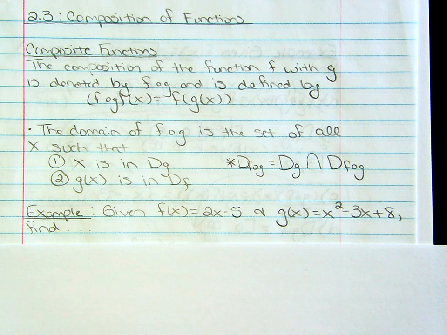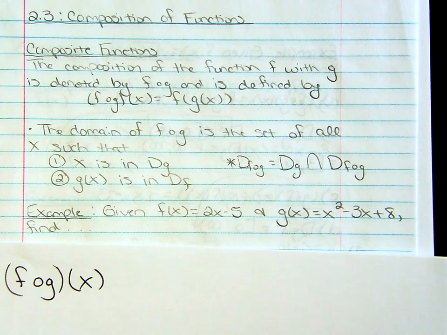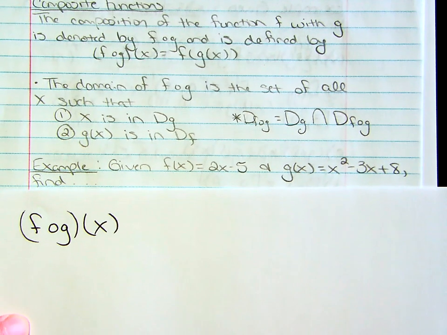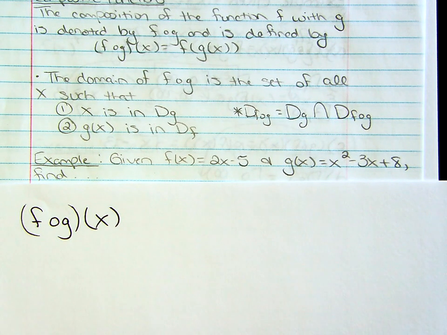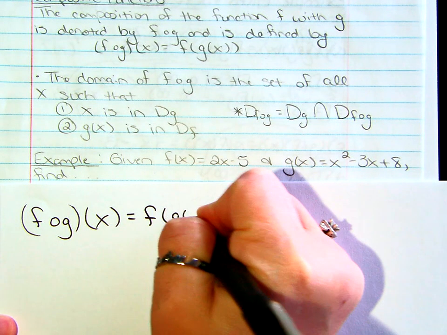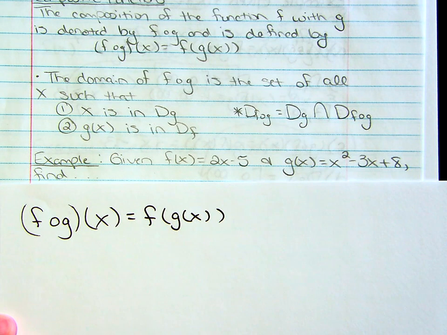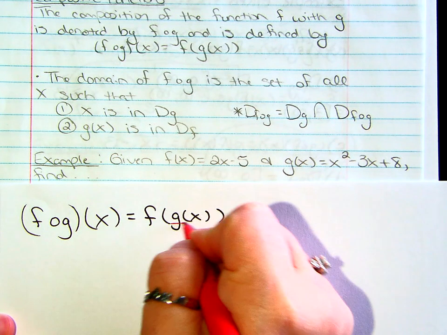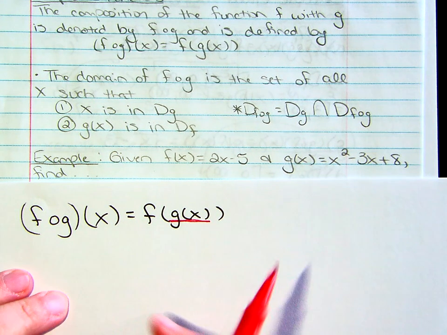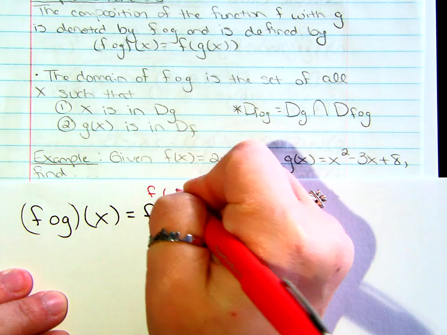So here's our example. It says given f of x is 2x minus 5 and g of x is x squared minus 3x plus 8, we need to find some information. The first thing we're going to find is f of g of x. I'm going to write it the other way right next to it, f of g of x, because what I want you to see is we are going to take the g of x function and put that in the f function anywhere that there is an x.